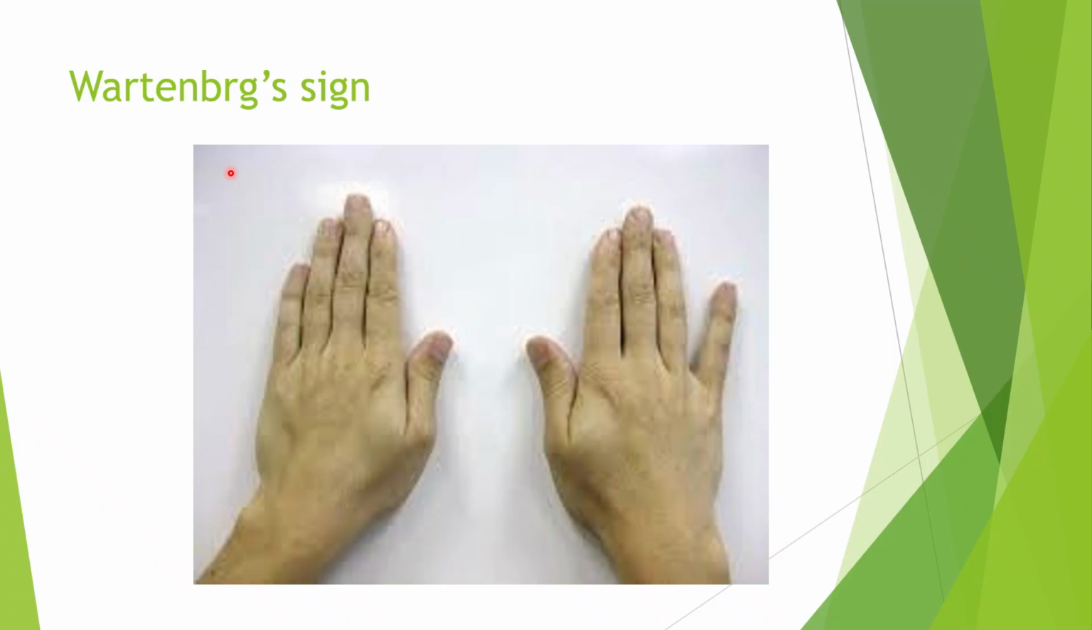Another test to test the ulnar nerve injury is Wartenberg's sign. In the Wartenberg sign, if you ask the patient to abduct all the fingers and then adduct back, all the other fingers can be adducted except the little finger. This again indicates the ulnar nerve injury.